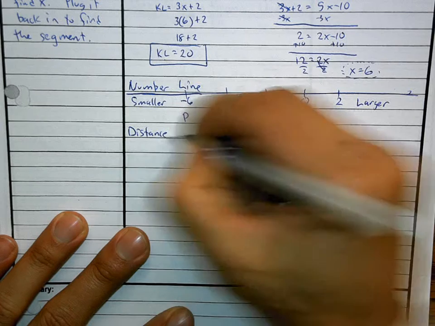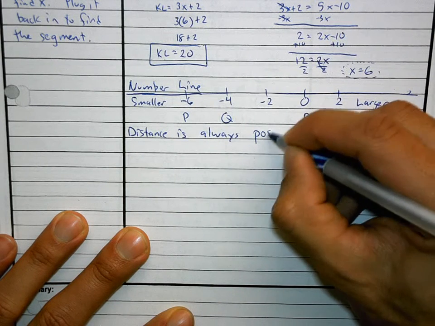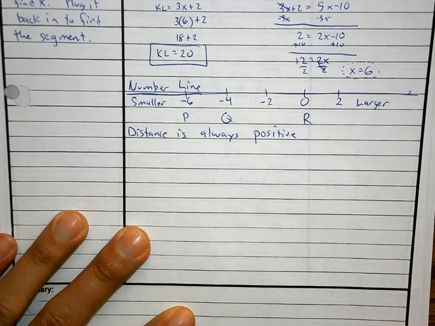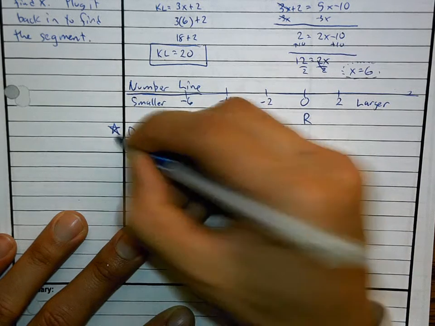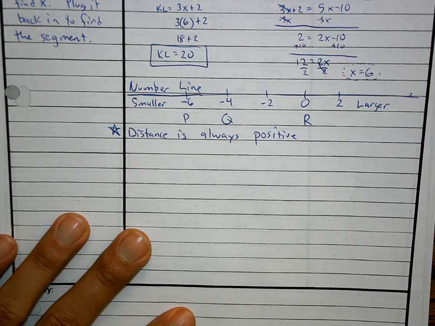Distance is always positive. Distance, I'm going to put a star next to this, is always positive. I can prove that to you very easily.